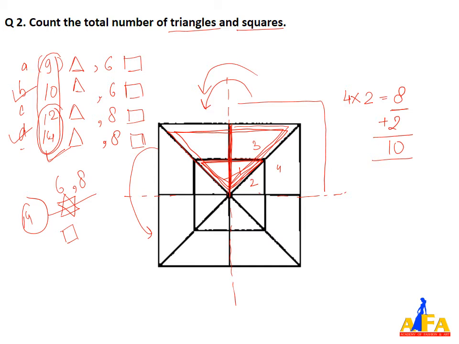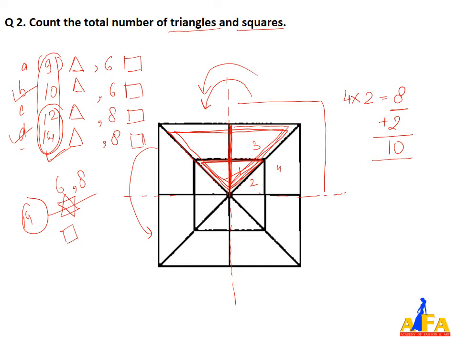Okay, so the process is that first we will calculate the number of triangles in the left part or maybe the right part, and then we will combine. And after combining, or you can say after multiplying by the number of the figures, then we will add the number of triangles which are common in those figures. Okay, so 8 plus 2 is 10.